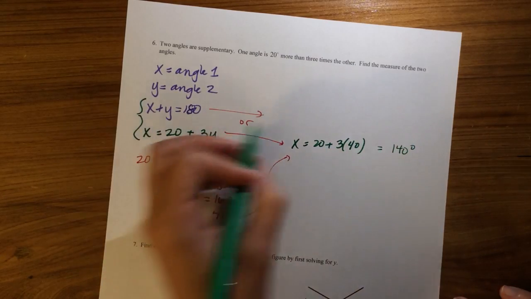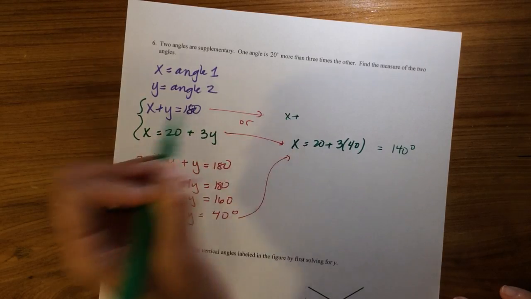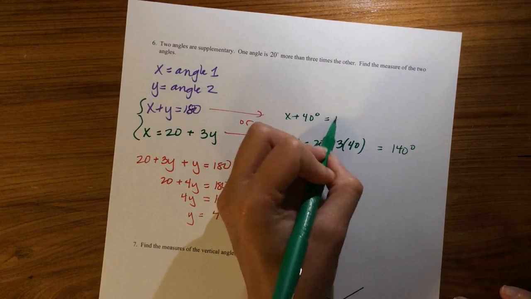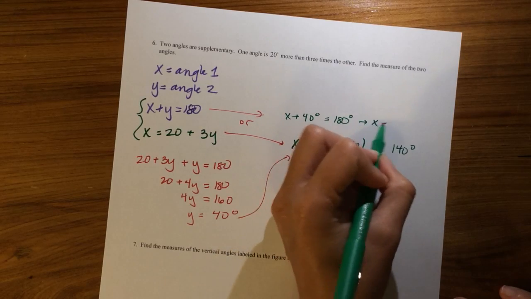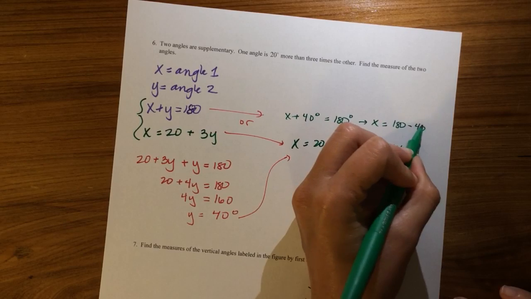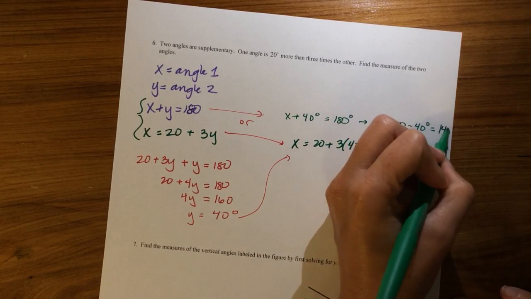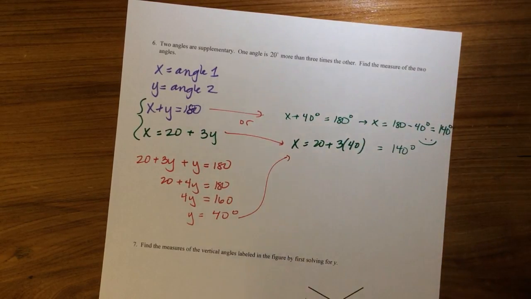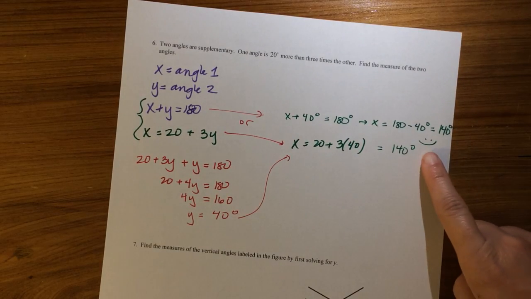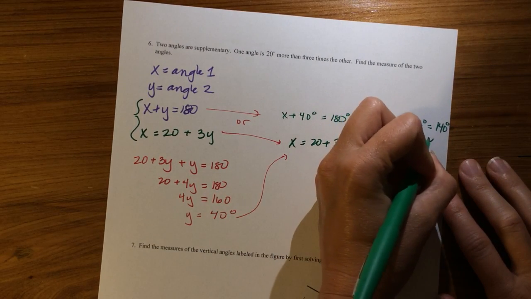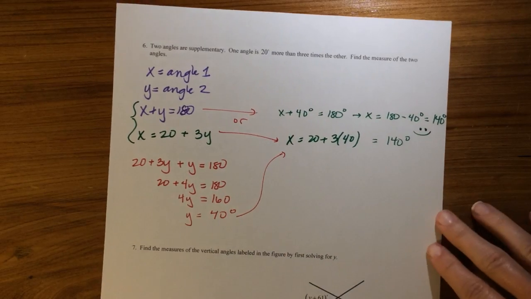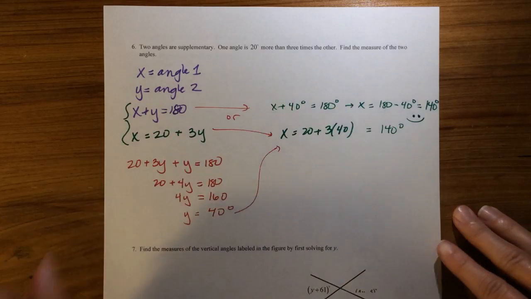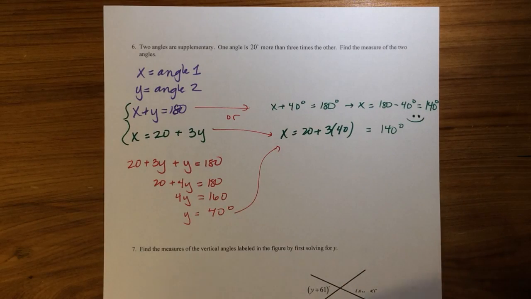Or if we go with the other equation, x plus 40 degrees is equal to 180 degrees. This implies that x equals 180 minus 40 degrees, which is also 140 degrees. So either way, x is equal to 140. Oh, sorry, the page was crooked. That drives me nuts. I hope it doesn't bother you too much.